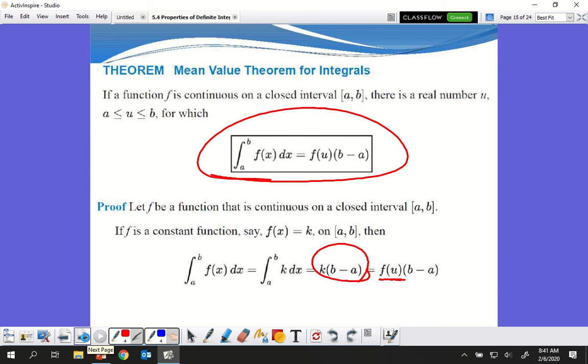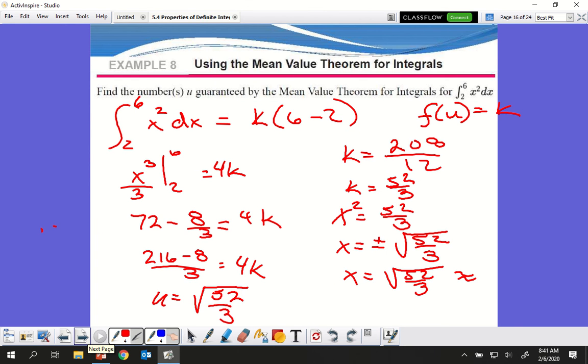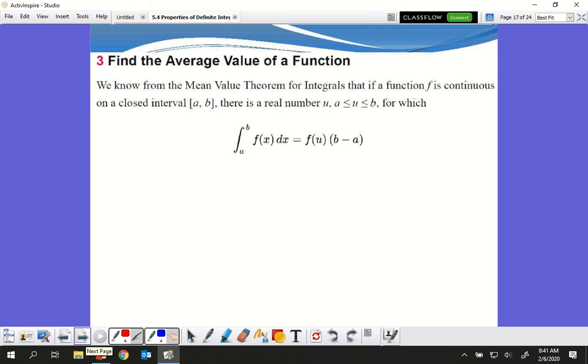So this goes with the mean value theorem. I think that's it for that one. All right, I'm going to pick up the rest of this tomorrow. We have about 10 minutes left.